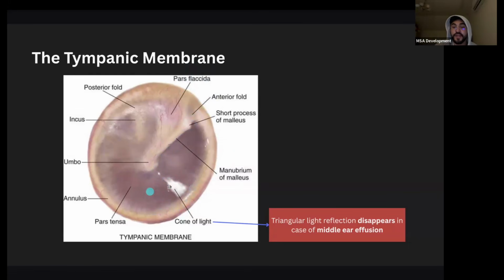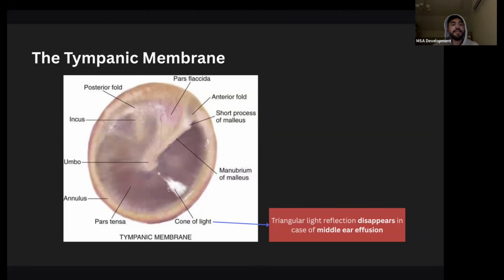And this is the cone of light, which is a triangular looking light structure on the tympanic membrane. And in the middle, this is called the umbo. Okay. Now, if this light happens to not be there when you're looking at the tympanic membrane, this can indicate that the patient could be having a middle ear effusion. Okay. So this is the only clinical relevance of the cone of light.